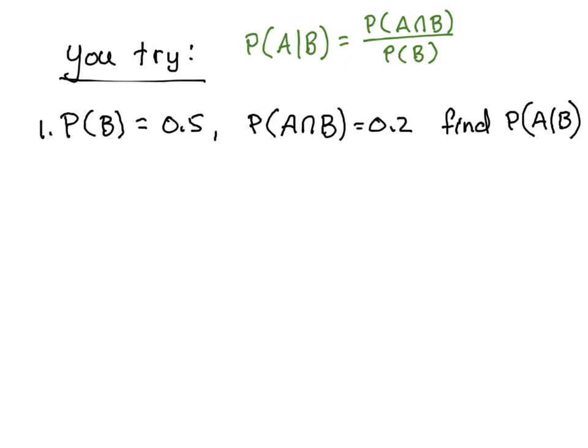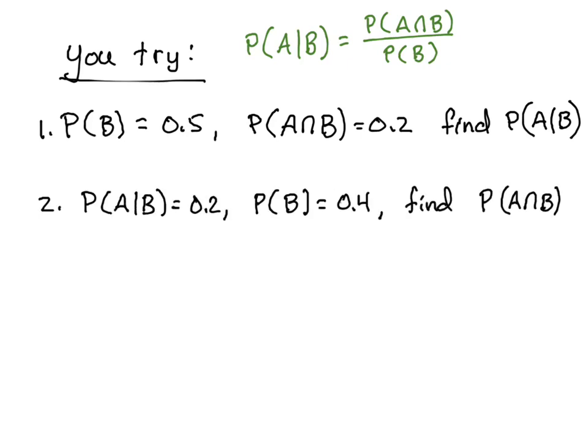So I'd like you to find what is the probability of A given that B has occurred. If the probability of B is 0.5 and the probability of the intersection between A and B is 0.2, what would be the probability of A given B? And then we have a couple others to do here.